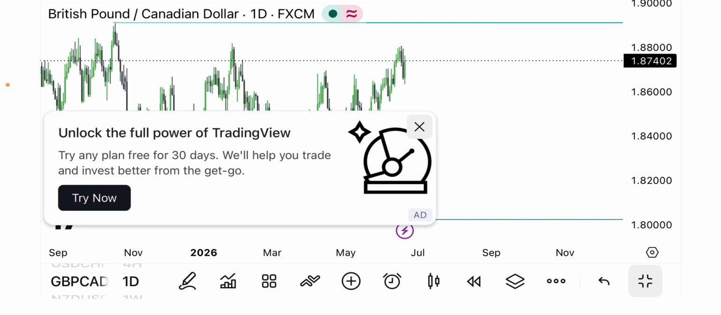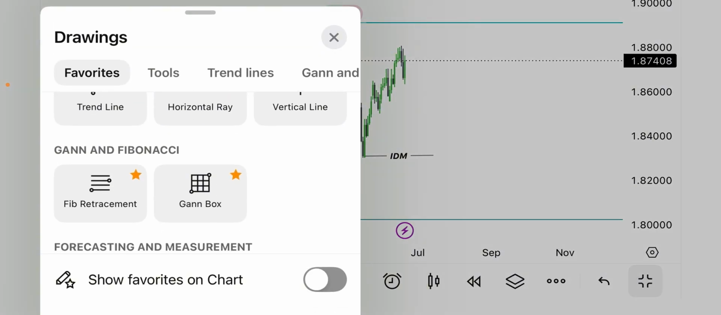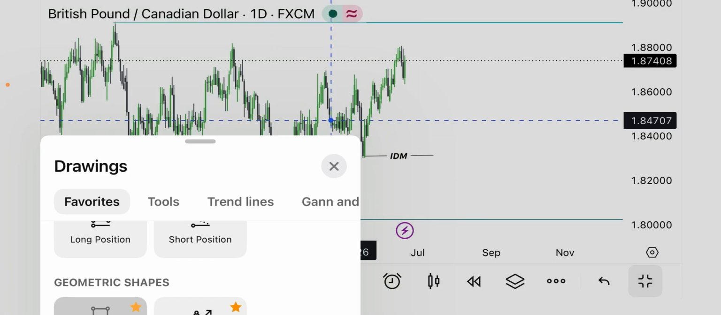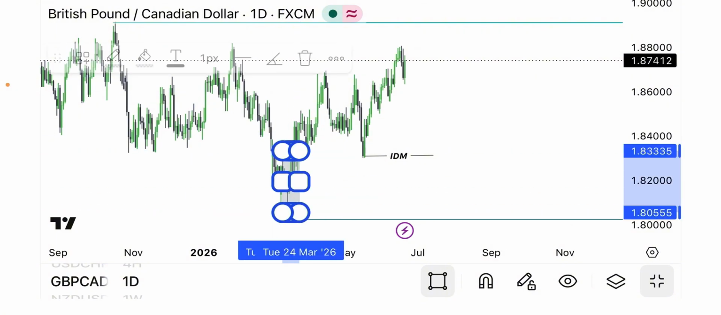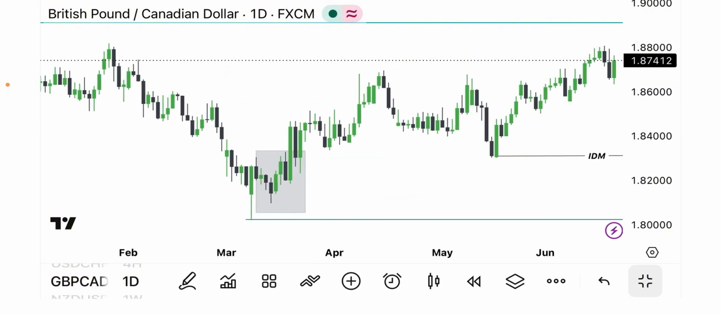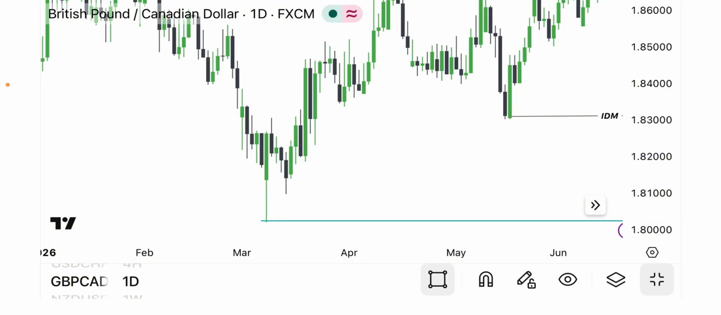Sorry, I'm using free TradingView, so that's how the adverts keep popping up sometimes. If you look at this particular zone here, just hold on a bit.